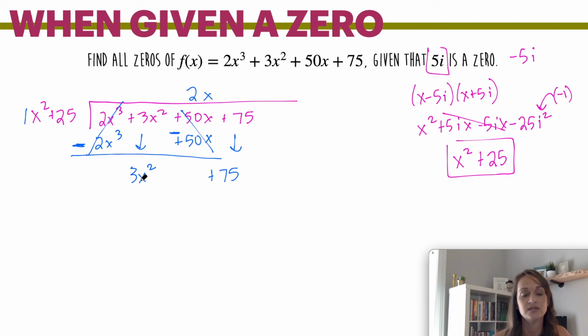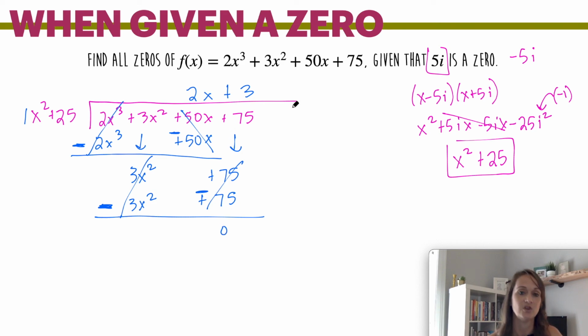X squared goes into 3x squared 3 times, because x squared goes into x squared once, and then 1 goes into 3 three times. 3 times 25 is 75. 3 times x squared is 3x squared. But you are subtracting, so you got to change the signs. That goes to 0, that goes to 0. And so your last factor is a 2x plus 3.